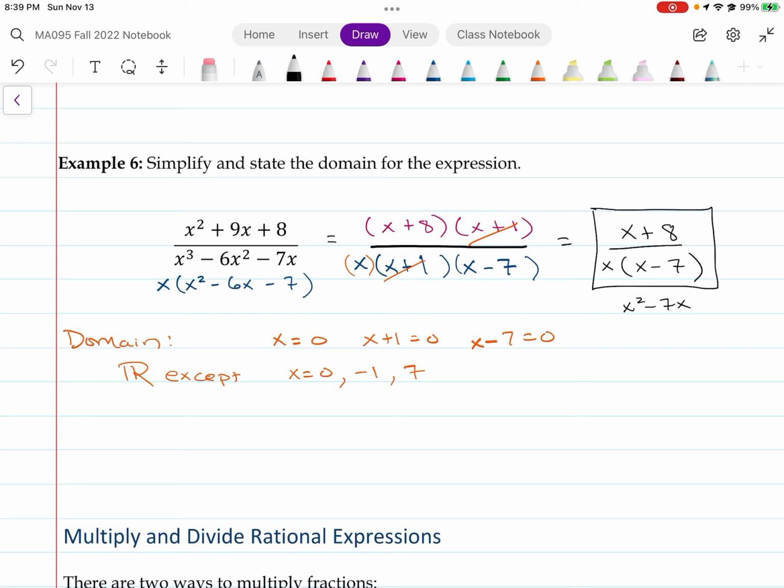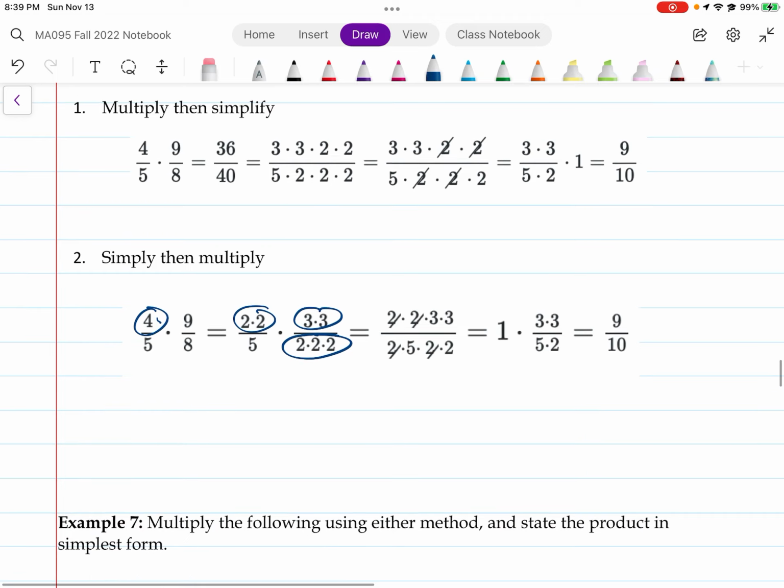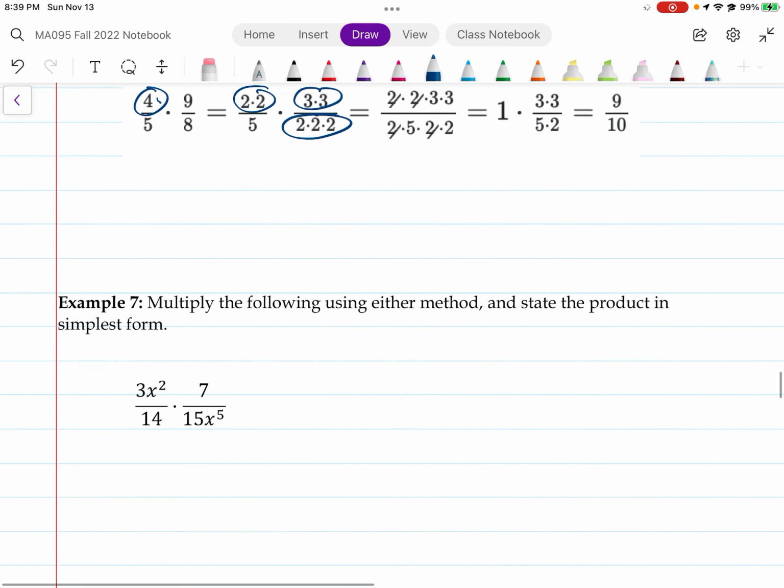All right, so we're going to look at multiplying and dividing rational expressions now. So remember, there's 2 ways to multiply fractions, thinking back to fractions. If you have 4 over 5 times 9 over 8, that's 36 over 40, and then you could factor everything and cancel out. I generally don't do it that way because it's more steps. I like to take less steps. So I take my 4 and I would factor it out. I would factor out the 9 right away and then start canceling things out right away. So you can do either way you want.